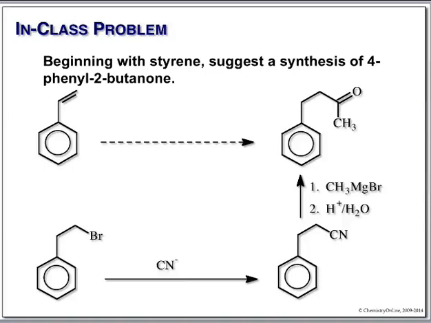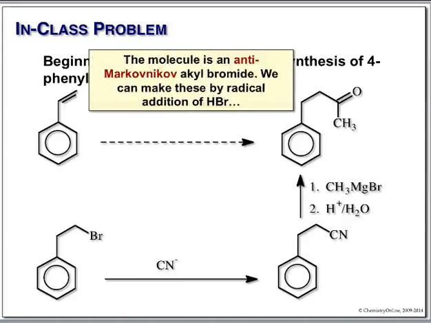So this is an anti-Markovnikov alkyl halide. How do we make that? Radical reaction. The conditions, simply HBr in the presence of peroxides.